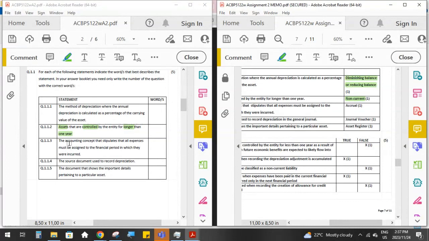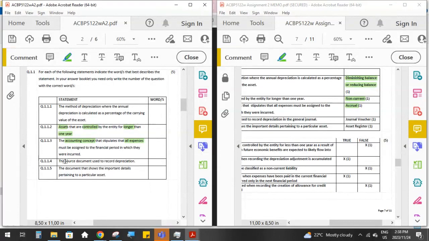Then we've got the accounting concept. So take note of the word concept, because that helps you, gives you a clue what to look for in your textbook. That stipulates that all expenses must be assigned to the financial period in which they were incurred. So in other words, that means if I incur an expense in the month of November, then that expense must be recorded and recognized in my financial statements in the month of November, and not in the month of December or January when I eventually pay for that expense, if I'm only going to pay for it in the future. So that is called the accrual concept.